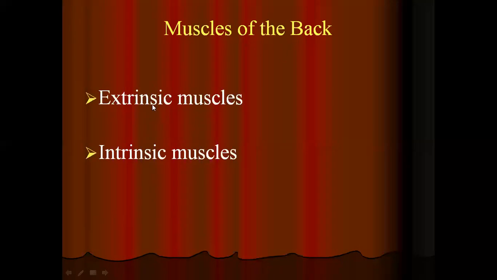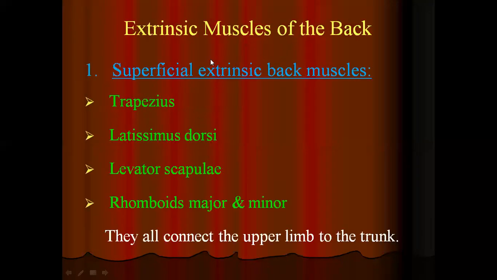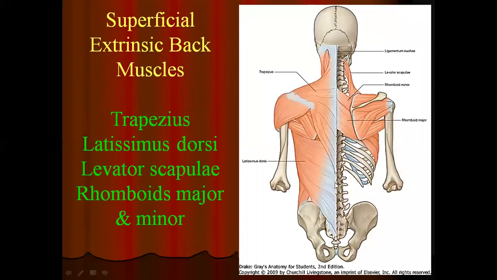Now, see, muscles of back, we have extrinsic muscles and intrinsic muscles. Extrinsic muscles of the back are superficial extrinsic back muscles. We have trapezius, latissimus dorsi, levator scapulae, rhomboids major and rhomboids minor. They all connect the upper limb to the trunk. Now let us see what these muscles are.